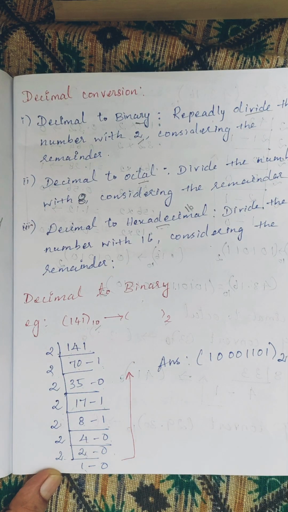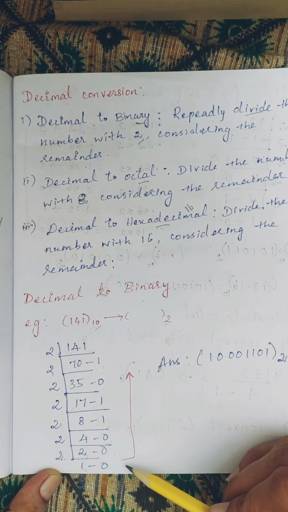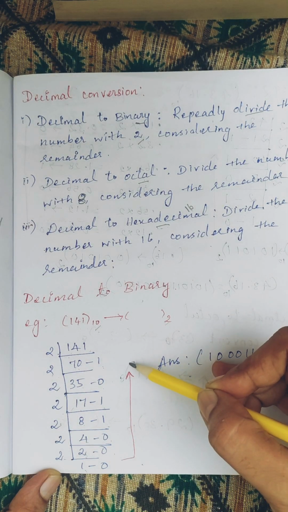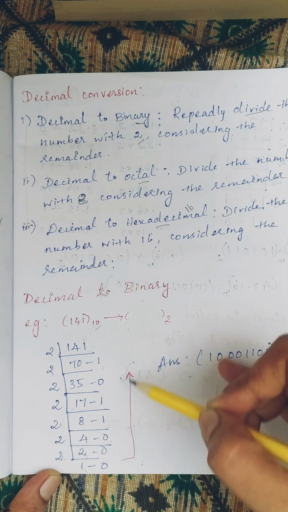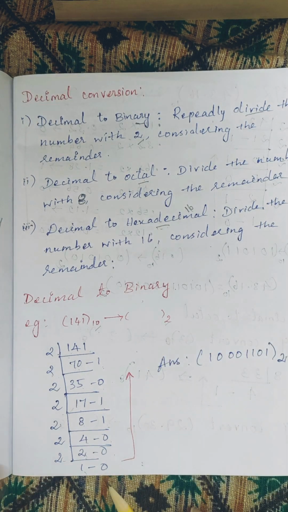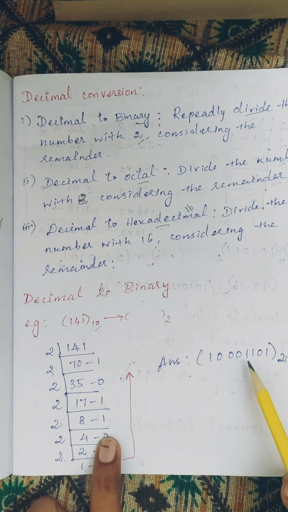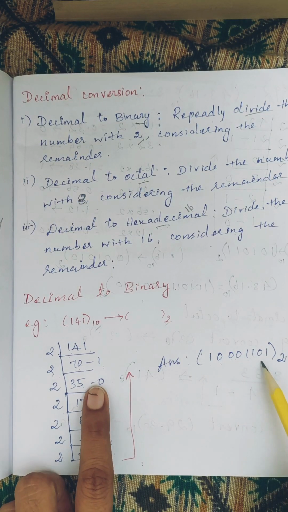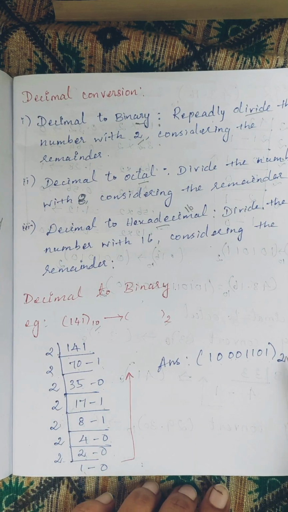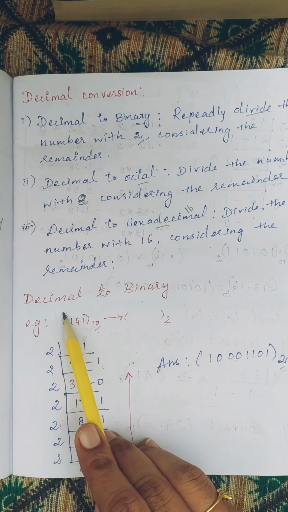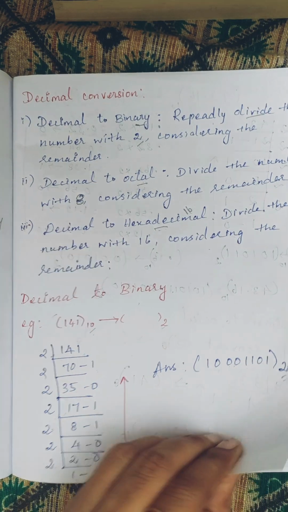Okay, now just listen carefully. Here we have to take the number from bottom to the top. Okay, bottom to the top. So the number is 1 0 0 0 1 1 0 1 to the base 2, that is binary. This is how we have to convert the decimal number to a binary number.